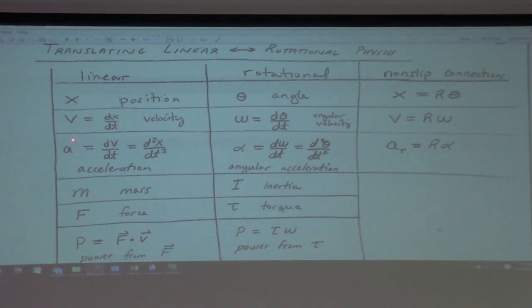X has been replaced with theta, V by omega, A by alpha, M by I, F by torque, P, aha, this one we didn't get yet. Power is force dot velocity. Here now power is torque times omega. There's an extra division by, I was about to agree with your watts comment, but I see now that this has an extra division by seconds. That's what joule divided by second gives me a watt.